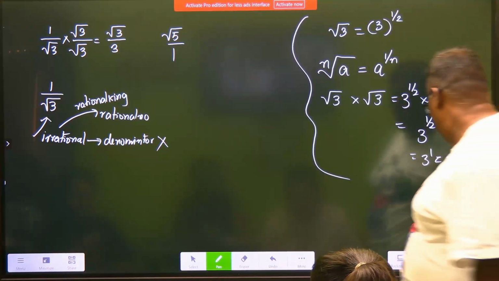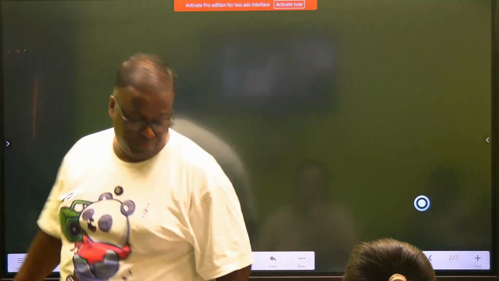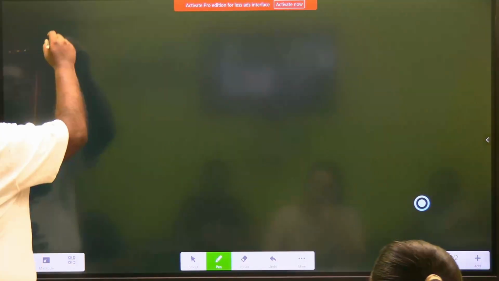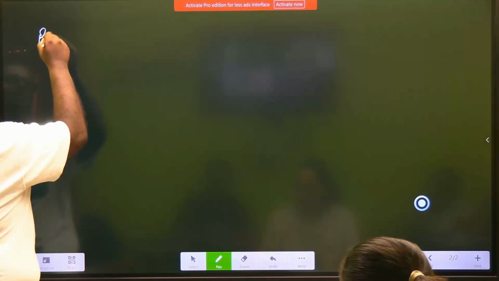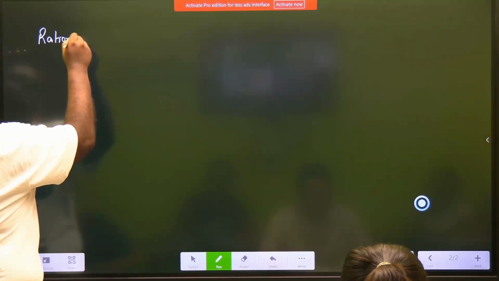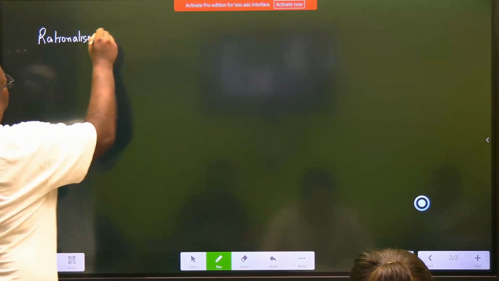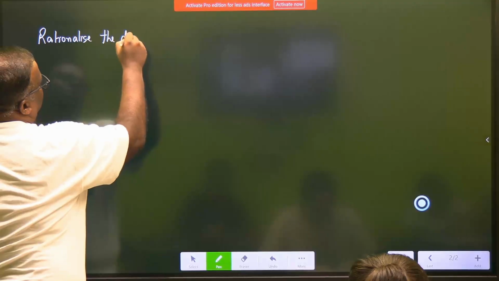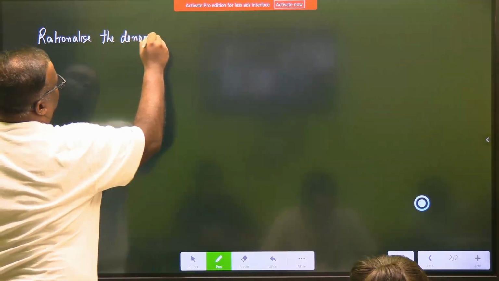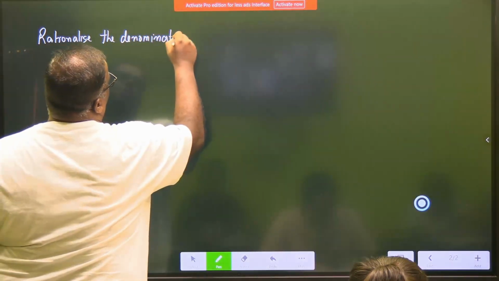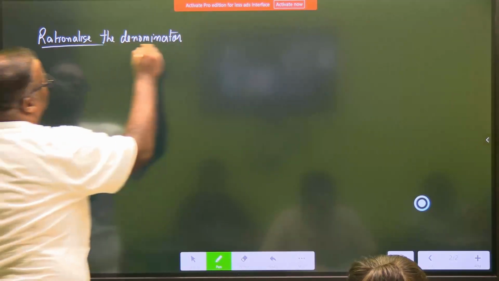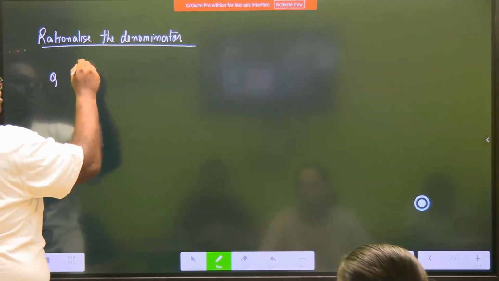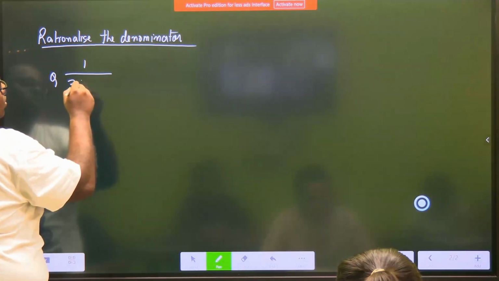Fine. So let's start our problems. Let's take our first problem. Our first problem is that we have to rationalize the denominator. Question 1, part a: 1 upon 3 plus root 2.